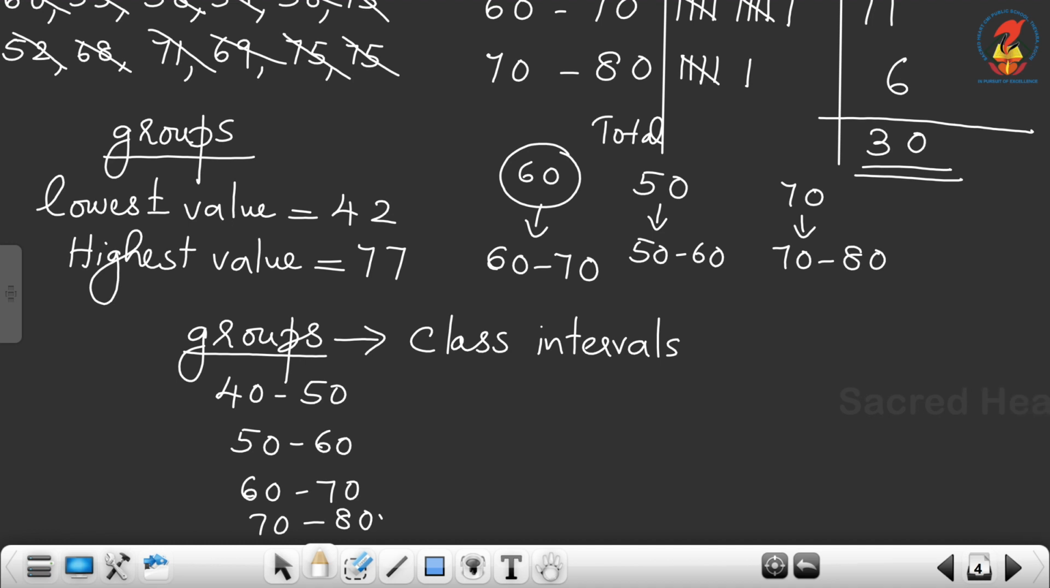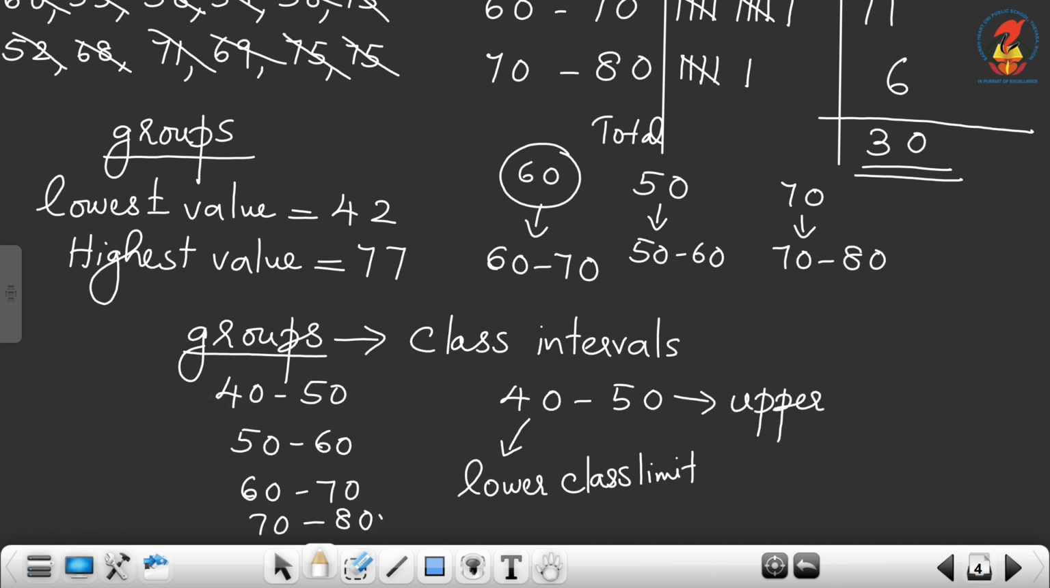Then look at the class interval 40 to 50. This 40 is known as the lower limit of the class interval, or lower class limit, and 50 is known as the upper class limit. Now look at the class interval 40 to 50: 40 is the lower class limit and 50 is the upper class limit.